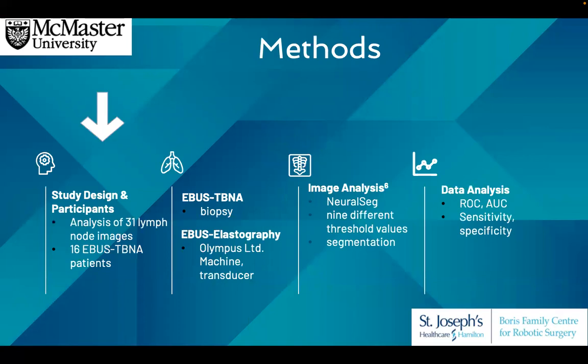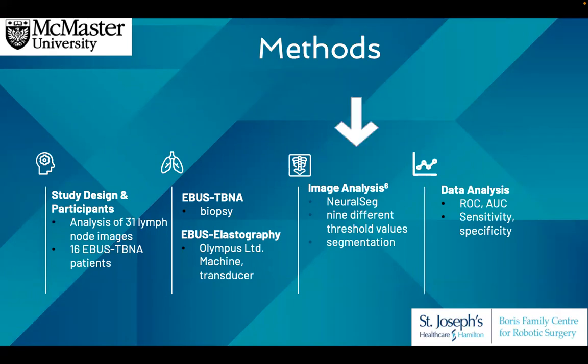Patients with suspected or diagnosed non-small cell lung cancer requiring EBUS TBNA were eligible. We had 31 lymph nodes from 16 different patients. Patients underwent the EBUS TBNA procedure, and prior to conducting the biopsy, EBUS elastography was also performed. The images were captured and stored.